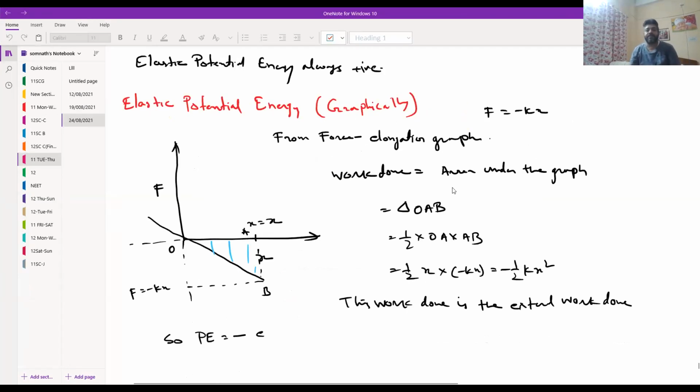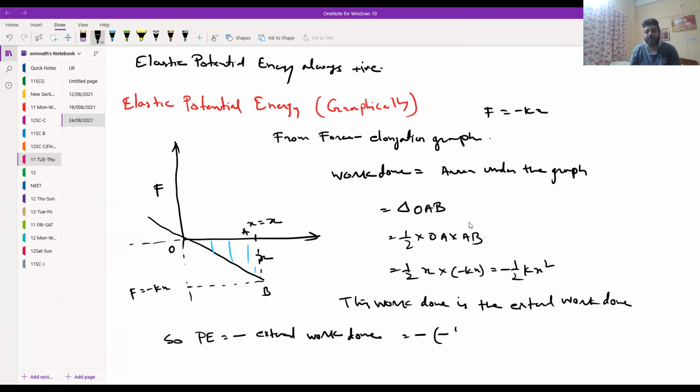So potential energy is equal to external work done, which is minus of minus half kx square, equals to half kx square. Okay, everyone? Yes, sir. If you want to take a screenshot, you can take.